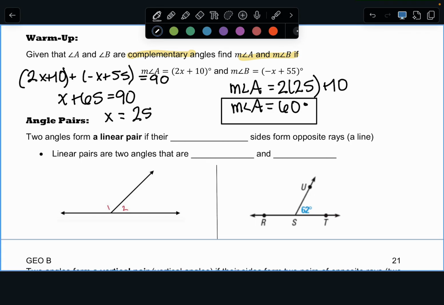To find measure of angle B, I could plug x back in, but I also know that angle B is complementary to angle A. What angle measure is complementary to 60 degrees? Complementary, add to 90. So what number plus 60 is equal to 90? 30. So I could do negative 25 plus 55 and get 30, or I could just do 90 minus 60 and get 30. But the measure of angle B is 30 degrees. We could plug x back in, or we could use the fact that we already have angle A.